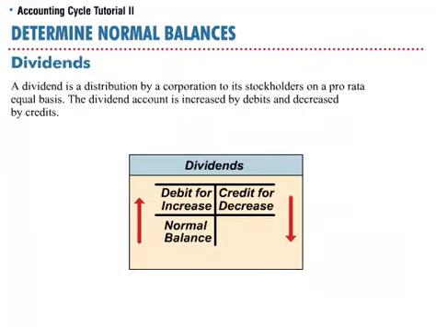The most common form of a dividend is a cash dividend. The dividend account is increased by debits and decreased by credits and has a normal debit balance.